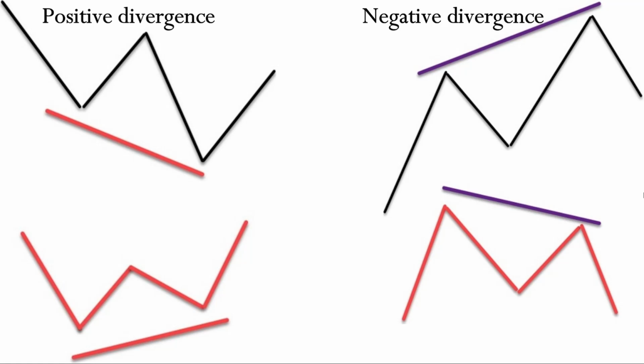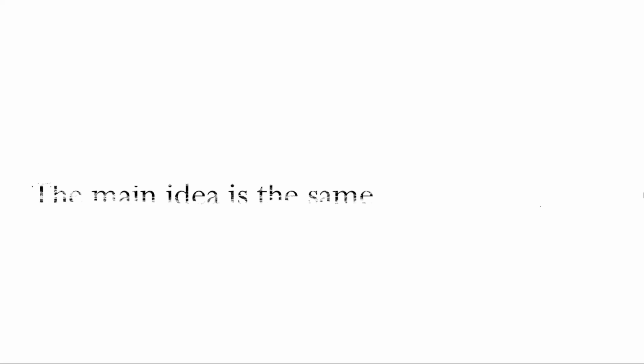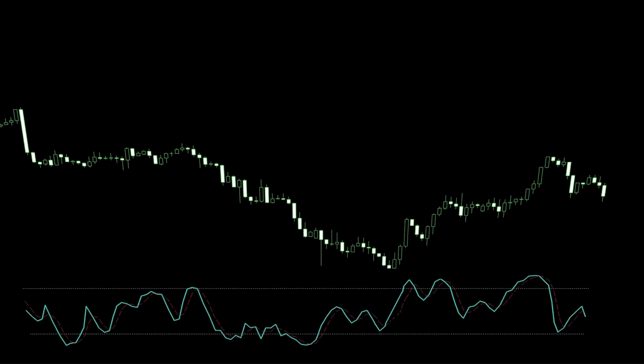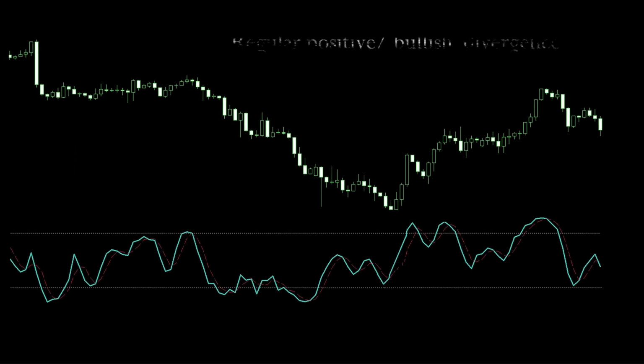You will hear several other definitions like regular divergence, positive, negative, extended, hidden, and so on. When you understand what they are, you don't have to worry about knowing these definitions by heart, and that's why we are here. On the positive side, we have regular and hidden divergence. Regular means that the market will reverse, while hidden divergence is a signal that the market will continue in the same trend direction. A regular divergence is used as a possible sign of a trend reversal.